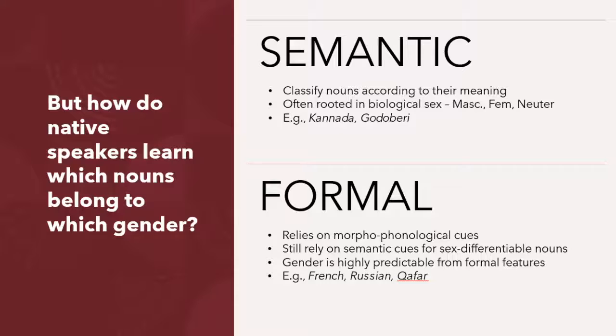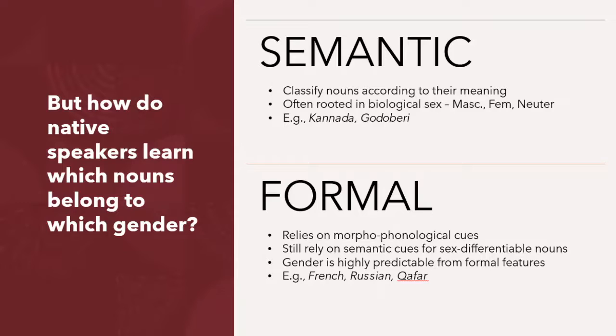But how do native speakers learn which nouns belong to which gender? Existing literature suggests that this gender assignment process is informed by two types of noun features, semantic and formal. Primarily semantic assignment systems like the one found in Kannada and Godavari classify nouns according to their meaning. And often, but not always, this meaning is rooted in biological sex. So nouns denoting biological males are classified as masculine, whereas those denoting biological females are classified as feminine. All other nouns are considered neutral. This assignment strategy is fairly intuitive in that given the meaning of a noun, its gender can easily be predicted.